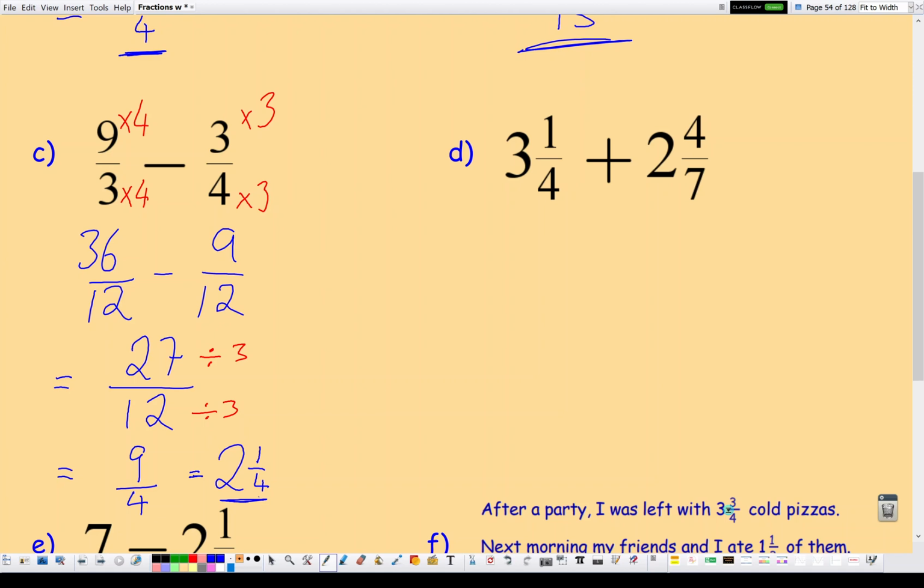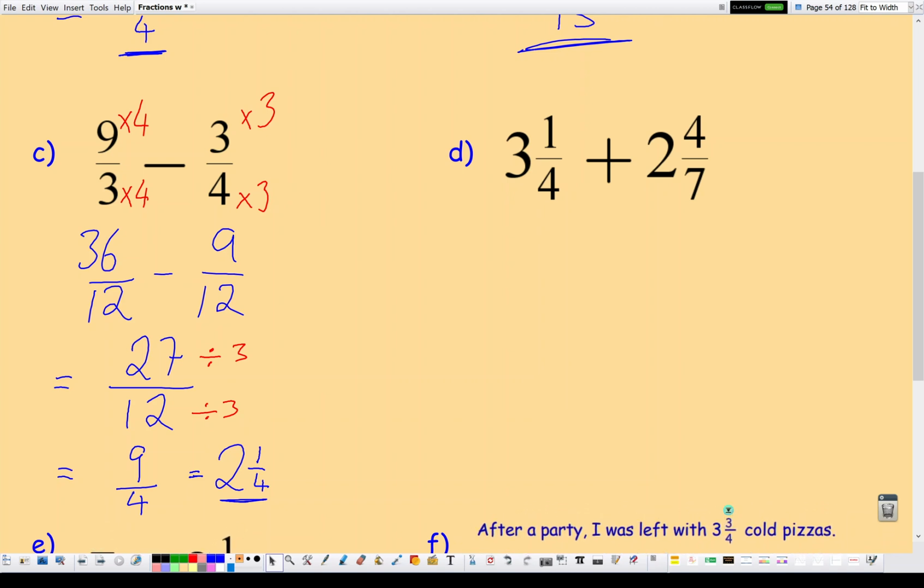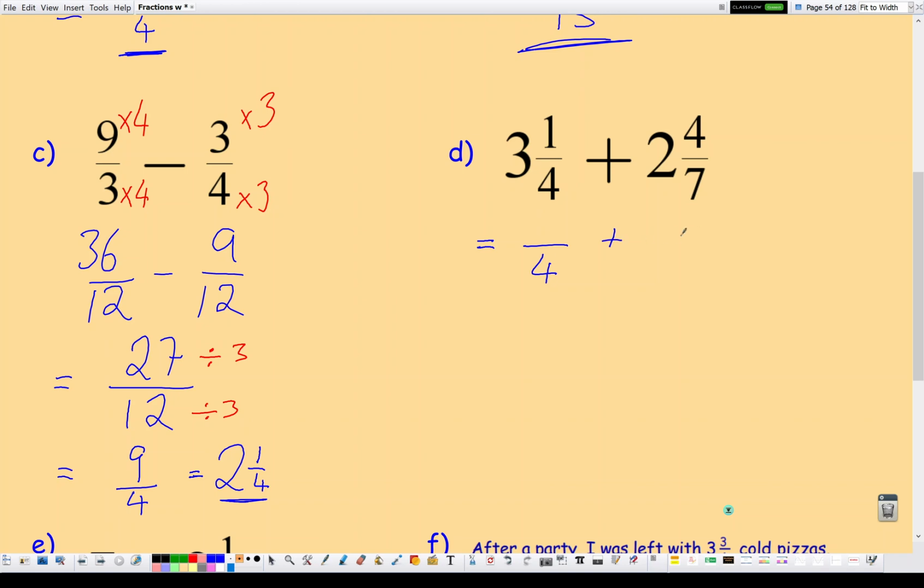Right, example D is 3 1/4 plus 2 4/7. So, starting with mixed numbers here, what we have to do in our first step this time is change them into top-heavy fractions. So, the opposite of what we've just done to finish off the last question. So 3 1/4, we're going to change back to a top-heavy improper fraction. Now, what I like to do here is write in the denominators to remind myself that those numbers never ever change when I'm doing the conversion. It's just the top number that changes.